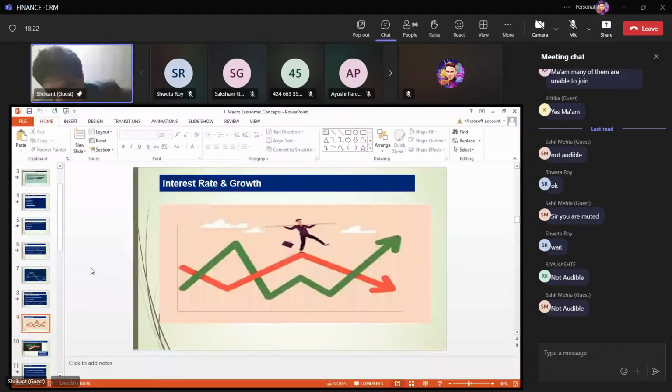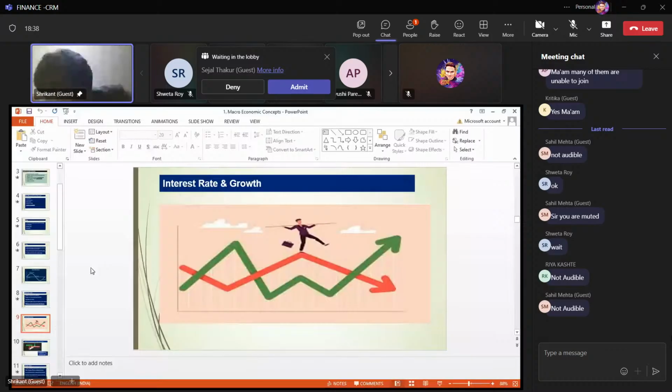This particular slide is talking about interest rate and growth. If you look at the red line there, the red line indicates interest rates, and the green line is talking about the growth. So what this is basically saying is that if you reduce interest rates, it eventually leads to growth.